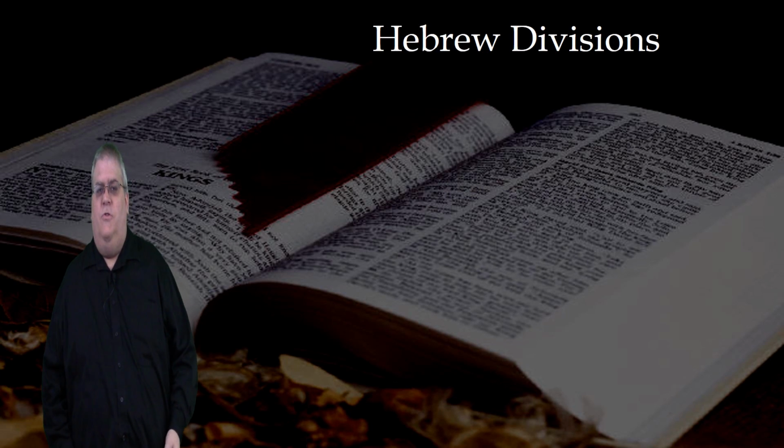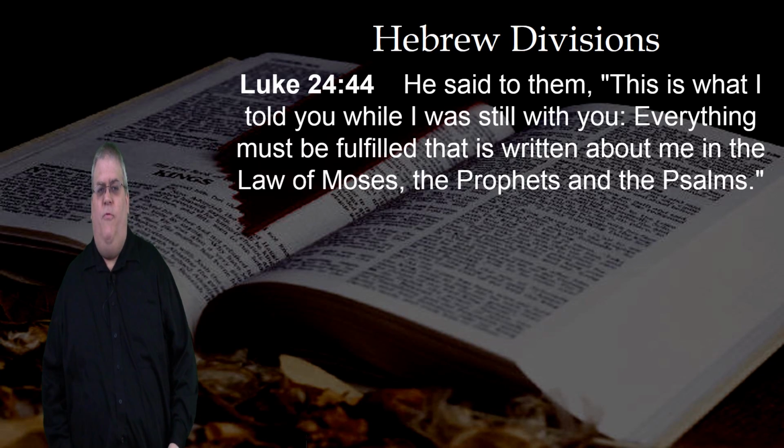The Hebrew divisions can actually be seen in the way that Jesus describes the Old Testament. We see in Luke chapter 24, verse 44, Jesus said, "This is what I told you while I was still with you. Everything must be fulfilled that is written about me in the law of Moses, the prophets, and the Psalms." Now, in this verse, Jesus mentions the three categories of the Hebrew Bible.